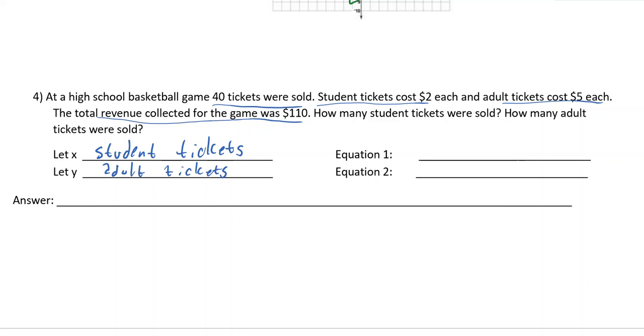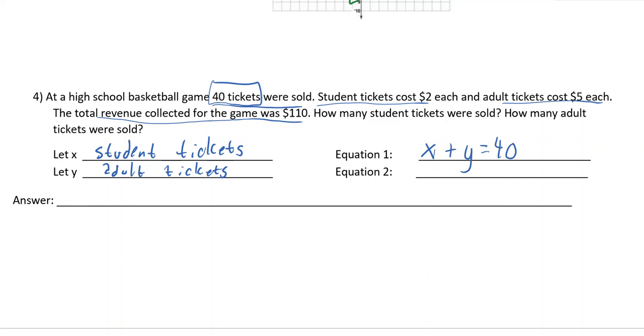Okay? Then the equations. One equation is a count equation. We know there's 40 total tickets sold. So because some are students and some are adult tickets, I can just add those two together. X is student tickets, Y is adult tickets, and if you add those together, you should get the total tickets, which we know is 40.